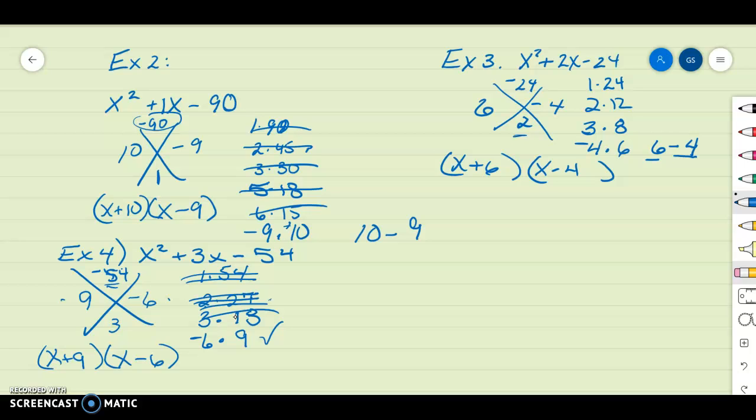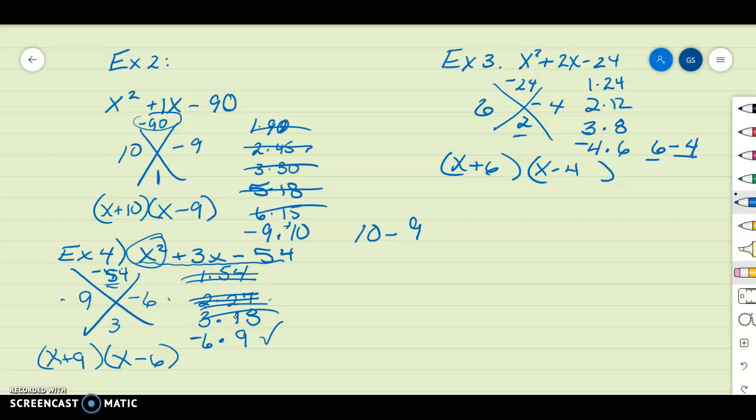Does anybody know why we put an x in front of each one of those numbers? So x plus 9, x minus 6. Well, look at the first term of your trinomial, the way they wrote it. What's x times x? x squared. There you go. Okay, so that's it for my part of this.